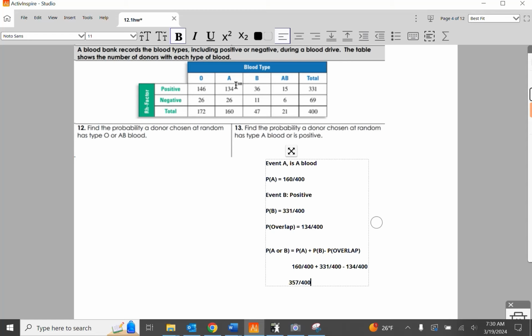Now I think that makes sense. 26 and 11 makes 37, makes 43. So there's only 43 people who did not meet either requirement. 400 minus 43 is 357.